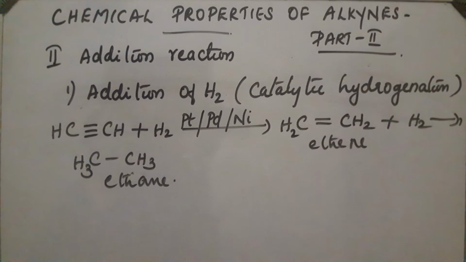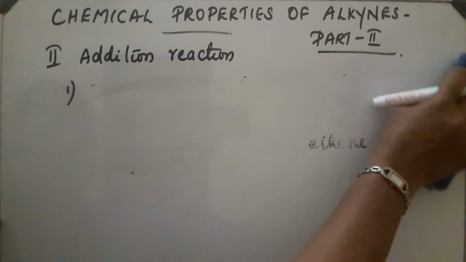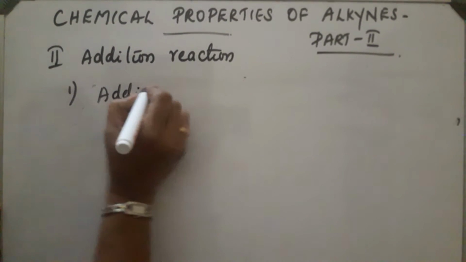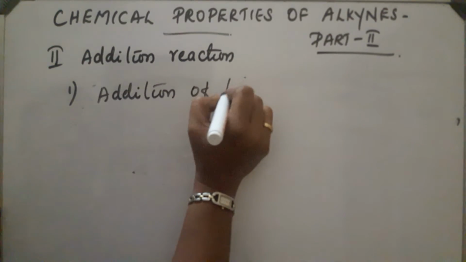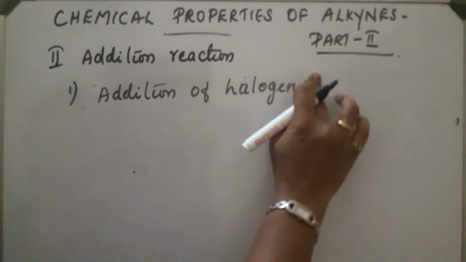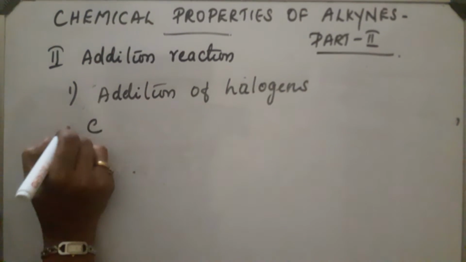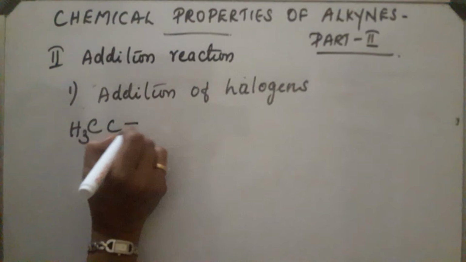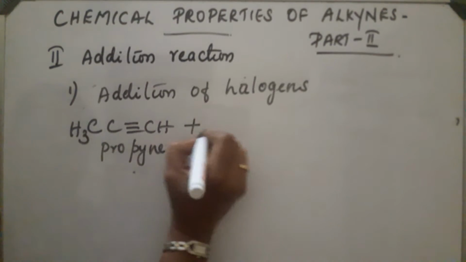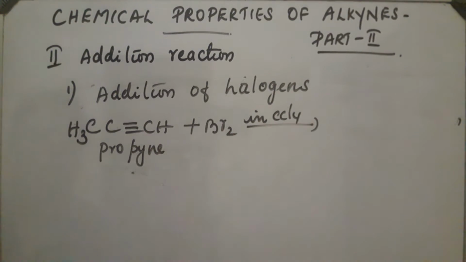Now the next reaction is addition of halogens, X2. Addition of halogens is called halogenation, with halogens like Cl2, Br2, etc. Now the reaction takes place with bromine, Br2. Take propyne, CH3 C triple bond CH. Propyne on reaction with Br2 in CCl4 solution is similar to the reaction in the case of alkenes.